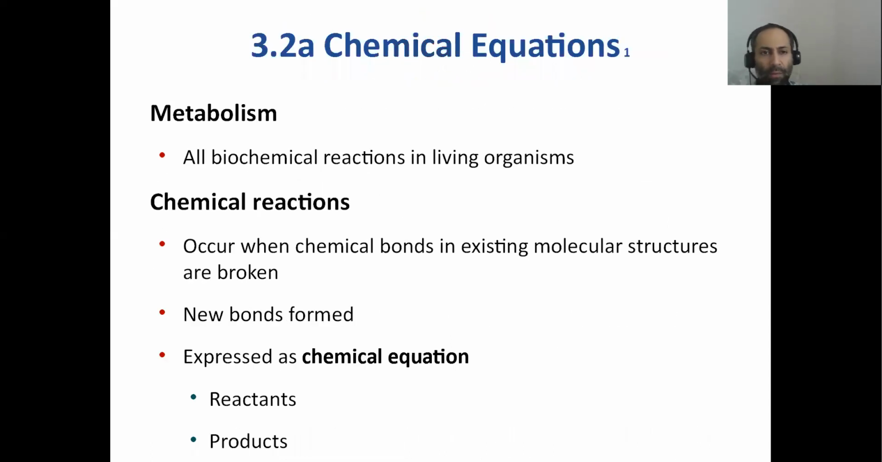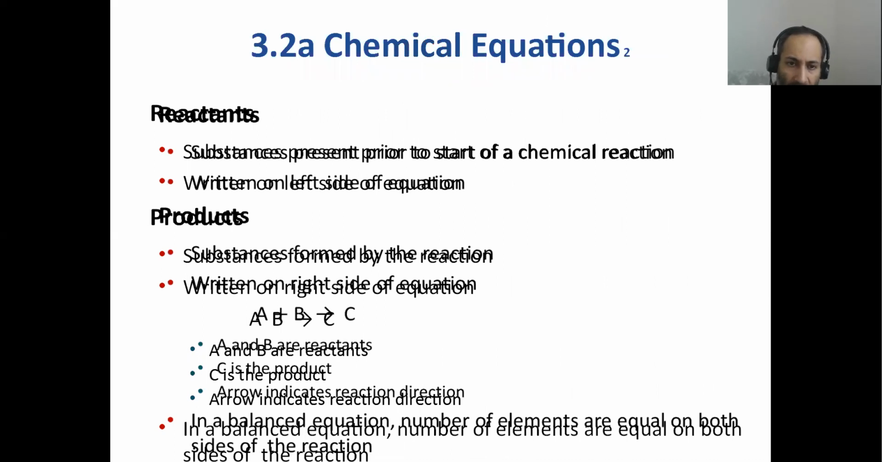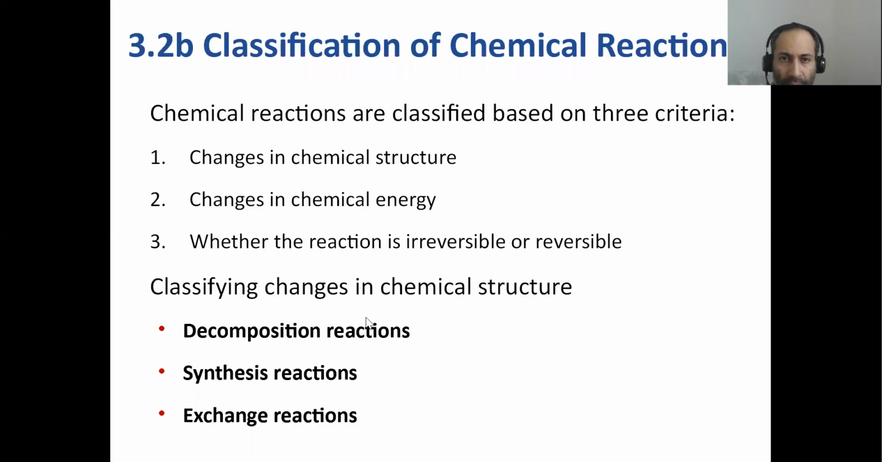All right, so we talked about metabolism earlier. It's the sum of all chemical reactions taking place in a living system. Chemical reactions have reactants on the left-hand side of the equation, like A plus B here, and the products on the right-hand side, where A plus B equals C, all right? So that's a typical chemical reaction that we are looking at here. In nature, there are different types of chemical reactions that take place: decomposition, synthesis, and exchange reactions, all right?